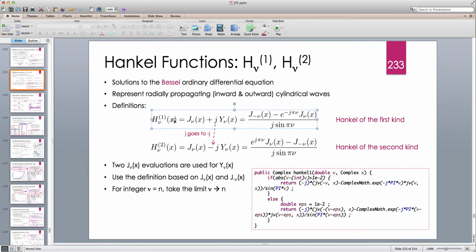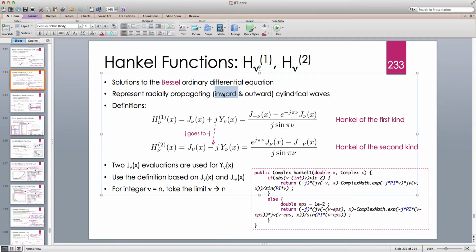And we said that Hankel 1 actually represents the solutions of the Bessel differential equation in a cylindrical coordinate system. These are the wave solutions. Hankel 1 resembles an inward propagating wave, a wave that is propagating towards the center of the cylinder. And Hankel 2 is a wave that is moving away from the center, so it's an outward propagating cylindrical wave, right? And we said that Hankel 1 and Hankel 2 are by definition complex numbers, so we have to implement them with the assumption that the return type of the function is always complex numbers.